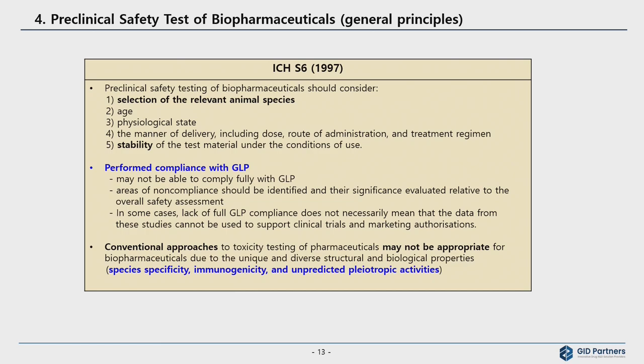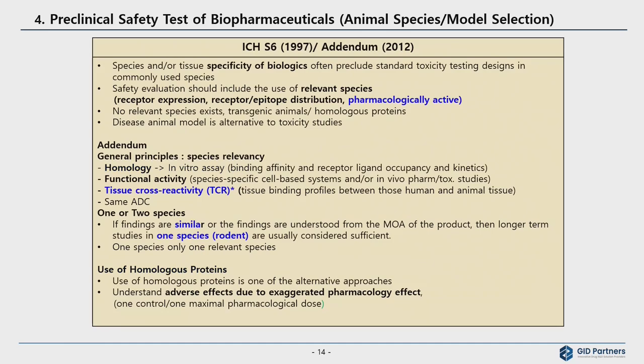And as we saw in the COVID-19 pandemic, cytokine storms and other unexpected things can happen. So rather than applying the conventional approach for all, a case-by-case approach can be accepted. Animal species and models are important. And as I said before, for the biologics, this is very specific. So expression, epitope distribution, homology, and the pharmacologically relevant parameters of the animal need to be very close and relevant to those of the human. That's critical. In the addendum, these things are described in more detail, like homology and functional activity.